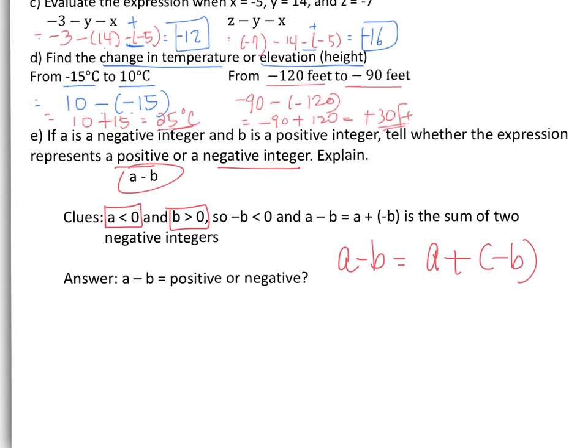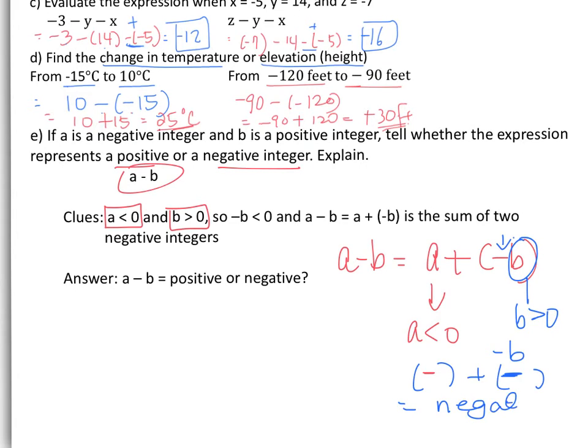Okay? So we know that A is negative. And we know that the B here alone is positive. But because of this negative sign here, it makes negative B a negative integer. So we have negative plus another negative integer, and that would give us a final result of negative.